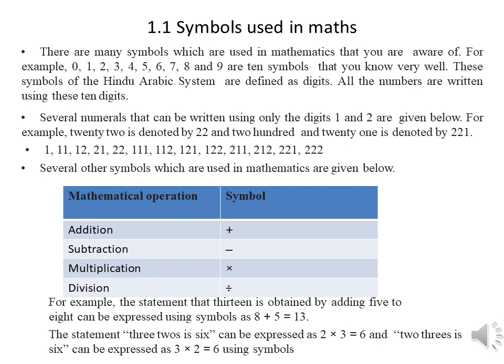For example, the statement that 13 is denoted by adding 5 to 8 can be expressed using symbols as 8 plus 5 equals 13. The statement 2 threes is 6 can be expressed as 2 multiplied by 3 equals 6, and 3 multiplied by 2 equals 6 using symbols.